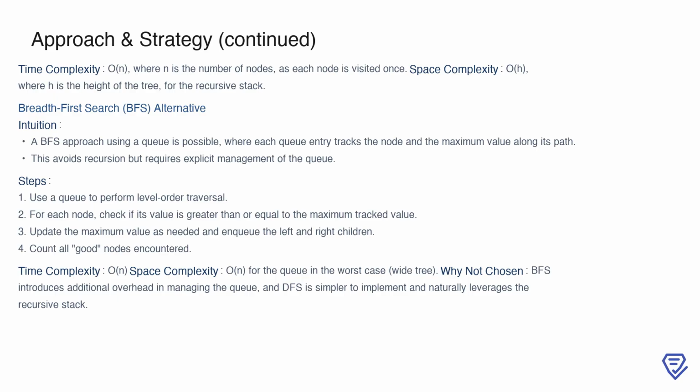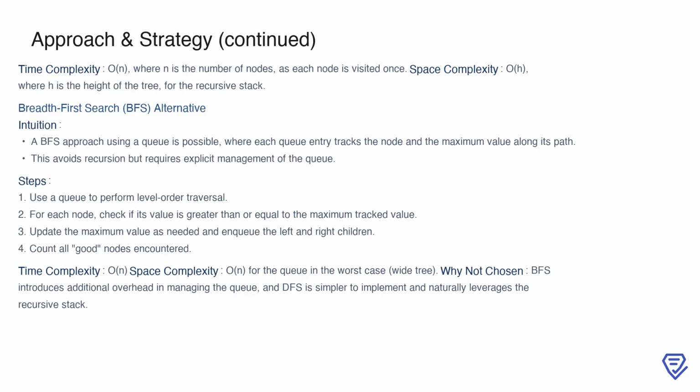Alternatively, we could solve this problem using a breadth-first search approach with a queue. In this method, we perform a level-order traversal, tracking the maximum value encountered along the path for each node. For every node, we update the maximum value as needed, and enqueue its children for further processing. While this approach avoids recursion, it introduces additional overhead from managing the queue. The time complexity remains O(n), but the space complexity can be O(n) in the worst case for very wide trees.